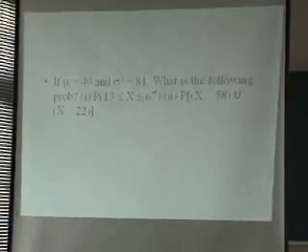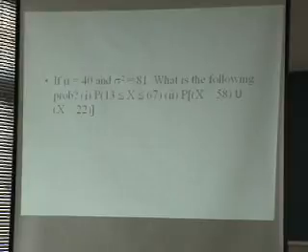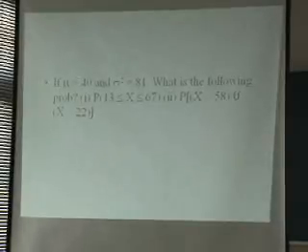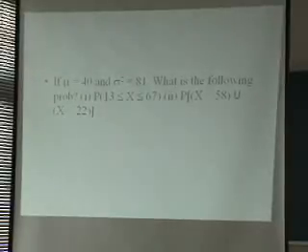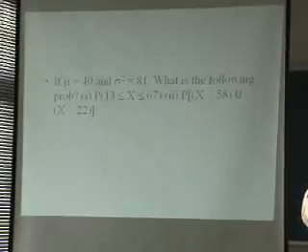The formula says the absolute value of x minus mu x is less than or equal to k sigma x. So you have mu is equal to 40, so you have to have x minus 40. So this is the first part.